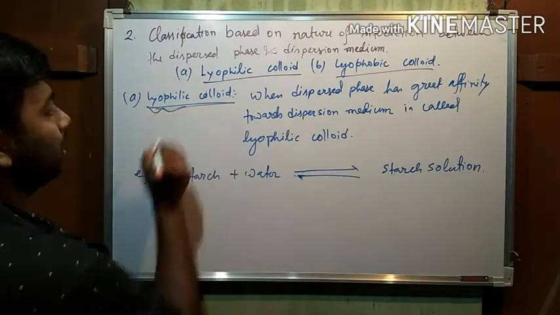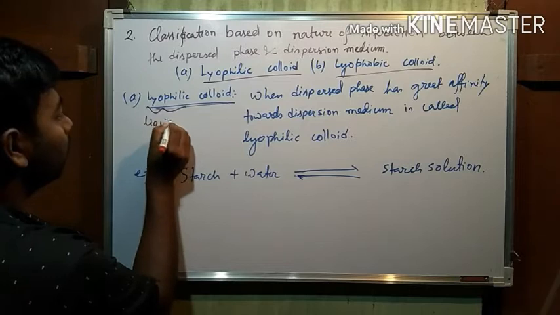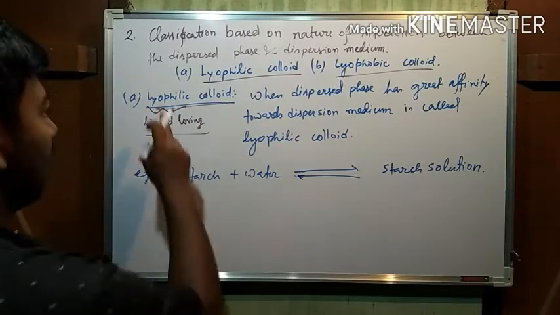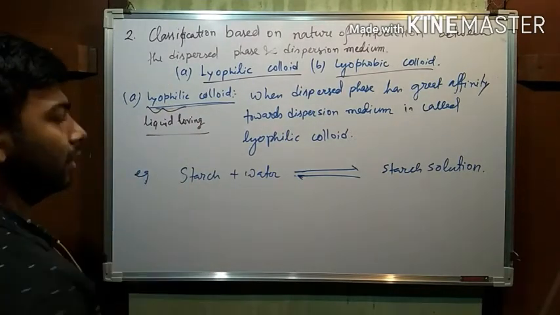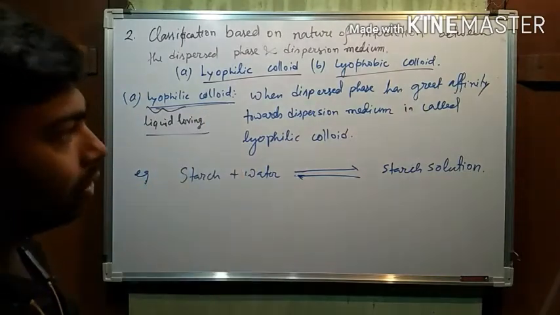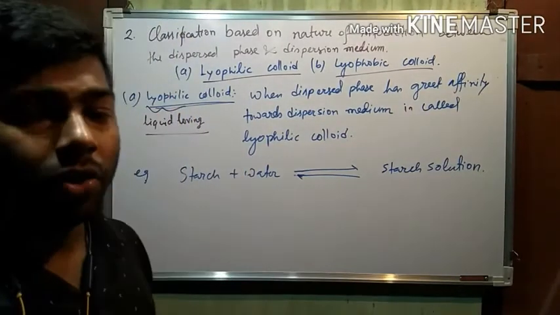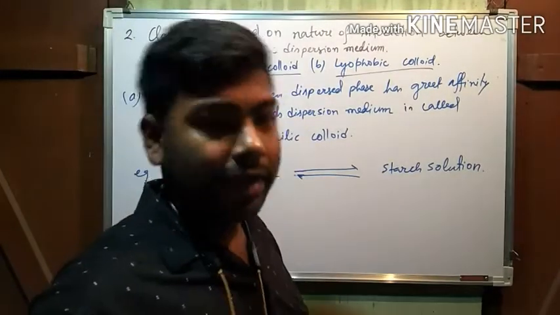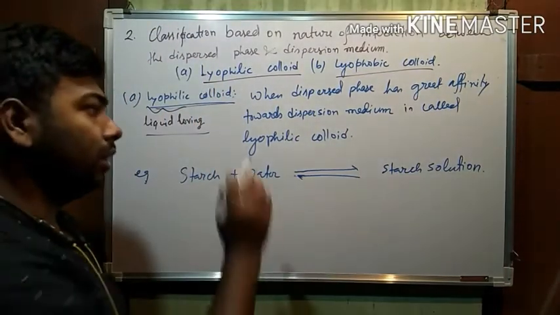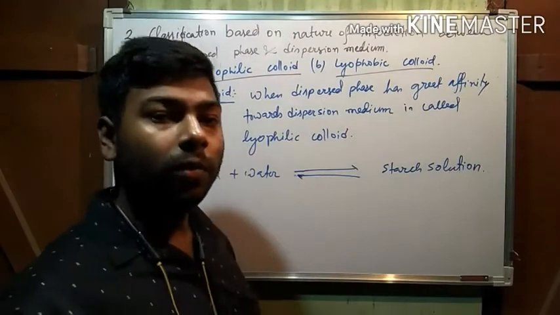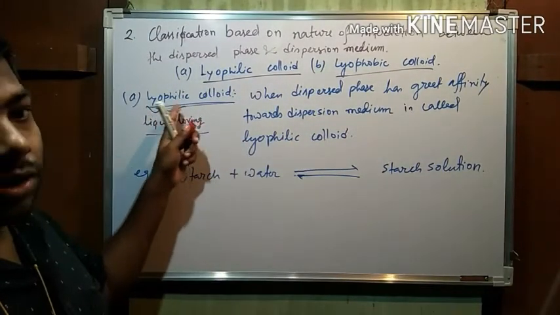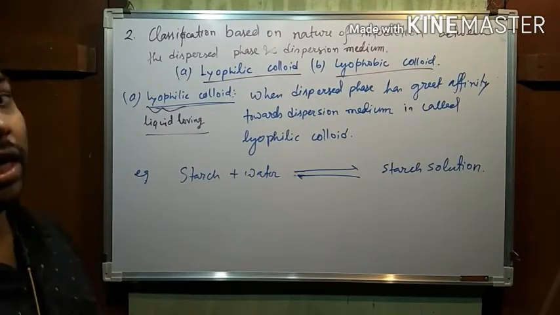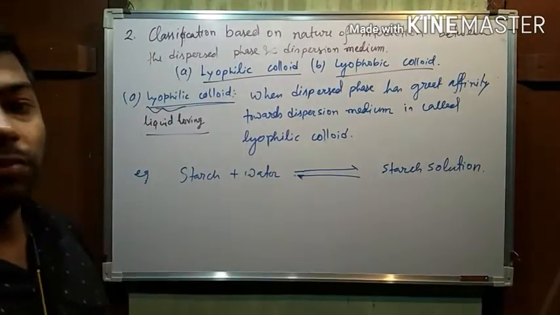The name lyophilic signifies liquid loving. That means lyophilic colloids are the colloids which love the dispersion medium, or you can say liquid. In the chemical sense, when the dispersed phase has a great affinity towards the dispersion medium, it is called a lyophilic colloid. Obviously, for the lyophilic colloid, the dispersed phase has a great affinity towards the dispersion medium, that means liquid.